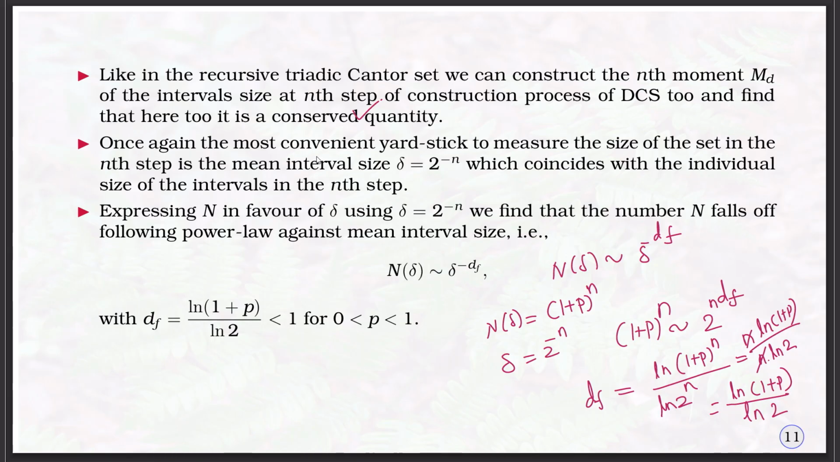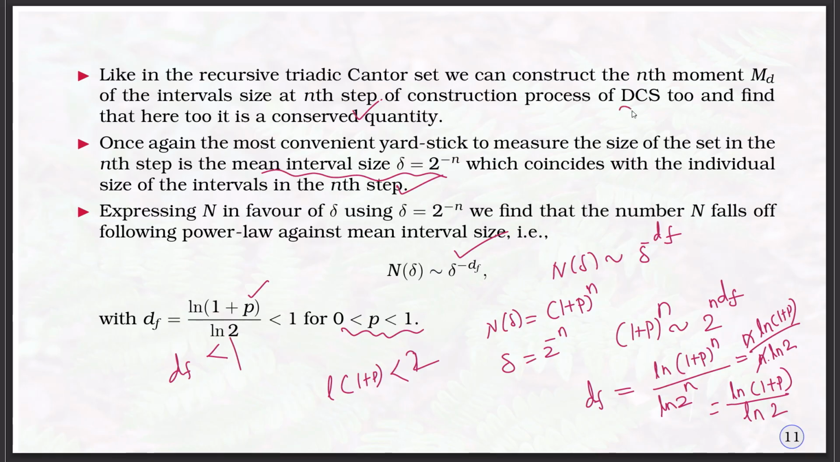So once again, the most convenient yardstick to measure the size of the set is the nth step. The mean interval size is 2^(-n), which coincides with the individual size of the interval in the nth step. So expressing n in favor of delta, that means this power relation, we can find the df. The df value is ln(1 plus p) over ln 2. The probability lies between 0 and 1. Therefore ln(1 plus p) is less than ln 2, and therefore this quantity df is also less than 1.